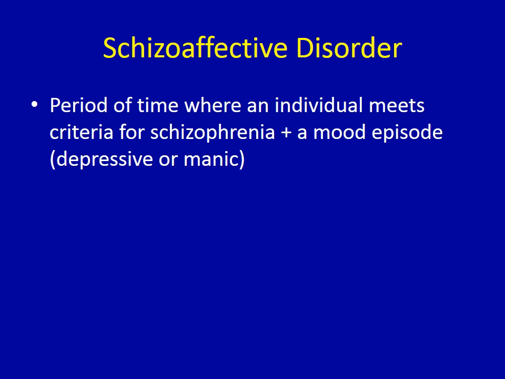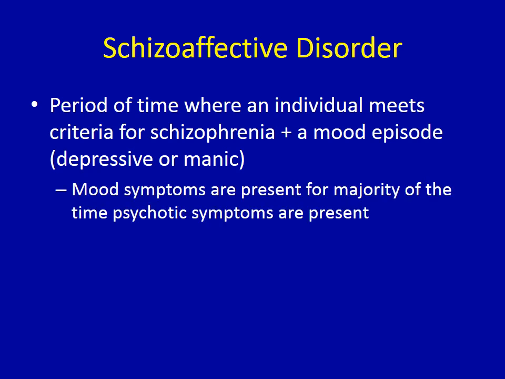We give a diagnosis of schizoaffective disorder when an individual meets criteria both for schizophrenia and a mood episode simultaneously. So this diagnosis developed because clinicians were noticing that there were individuals whose experiences seemed to be characterized by both psychotic symptoms and mood symptoms that were very closely related. And by closely related, I mean that the majority of the time that they experienced psychotic symptoms, they were also experiencing mood symptoms.